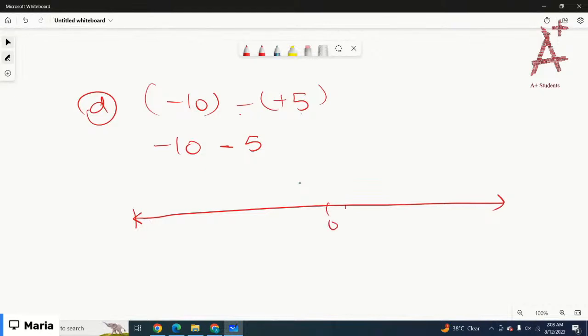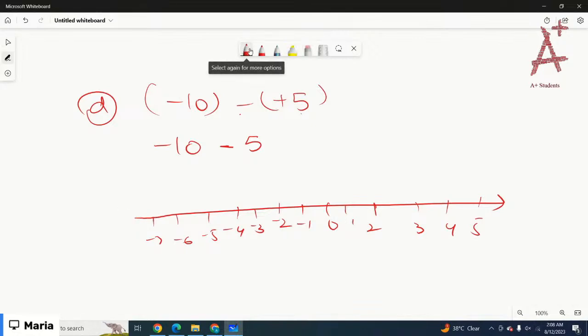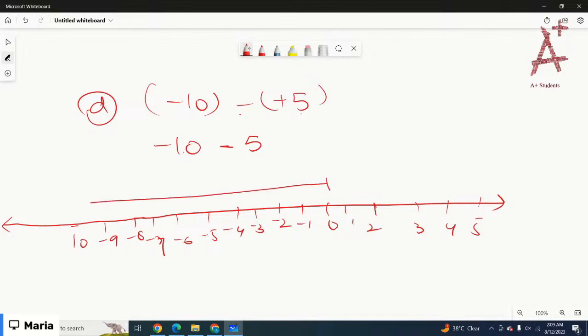0, 1, 2, 3, 4, 5. Okay, -1, -2, -3, -4, -5, -6, -7, -8, -9, and -10. Okay, for -10, start from 0 and go to -10.